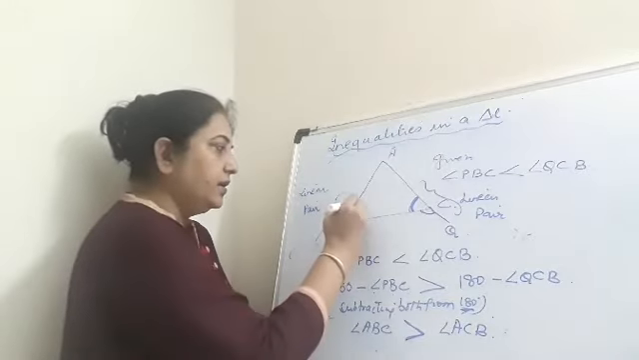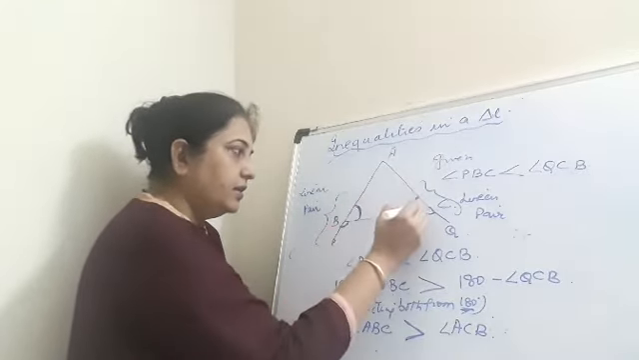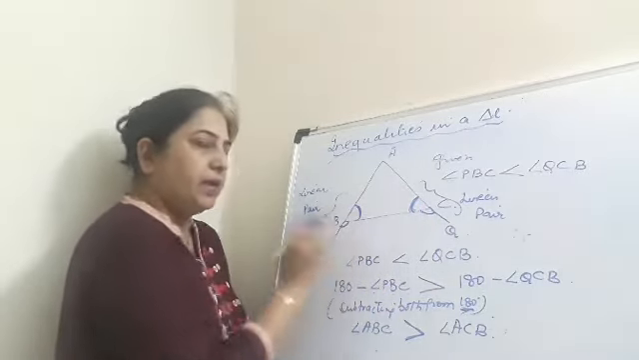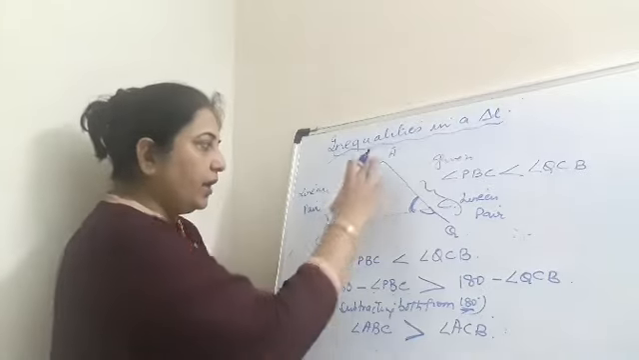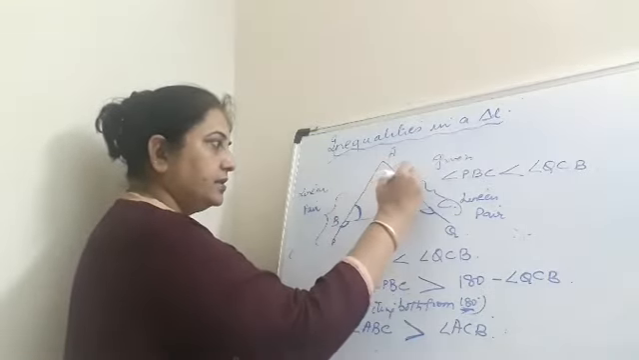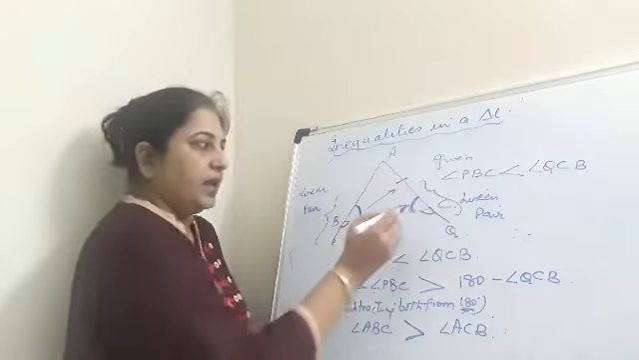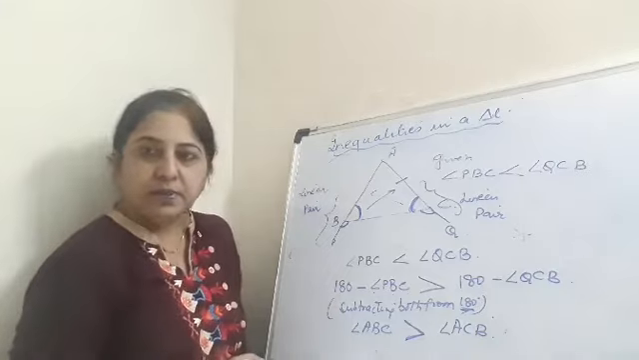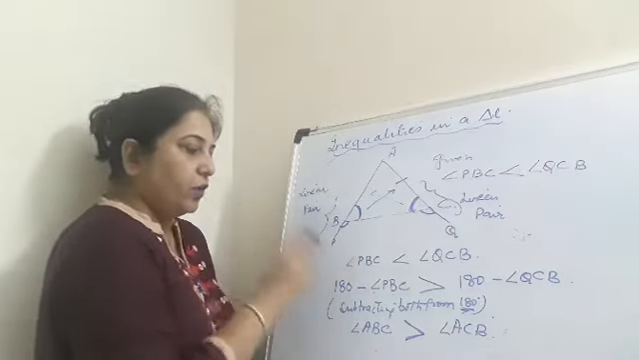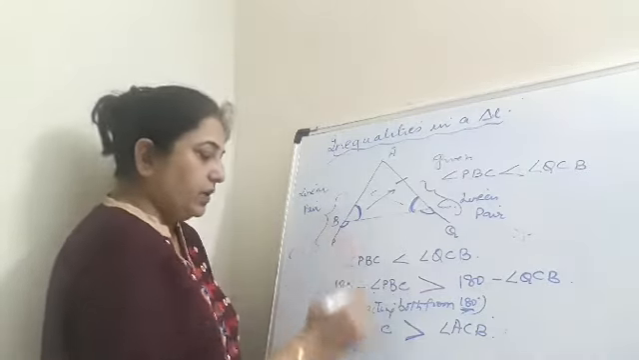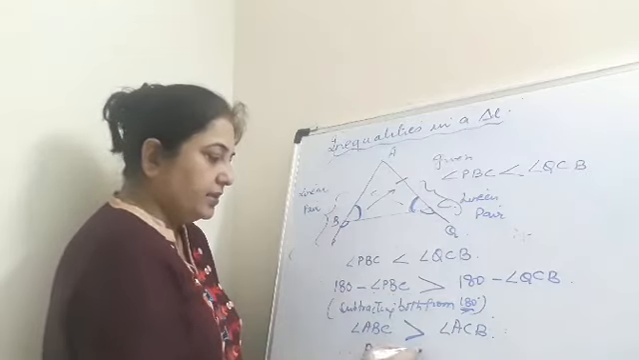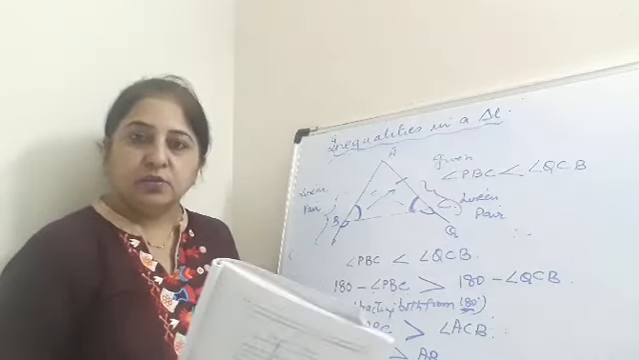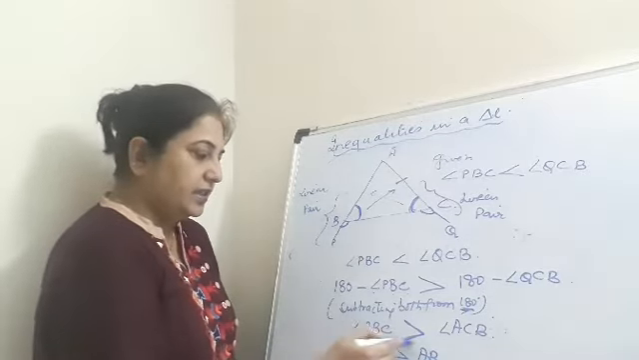Now which angle is greater? This angle ABC is greater than angle ACB. Now which side is opposite to angle ABC? For this particular angle, AC will be the opposite side, and for angle ACB, AB will be the opposite side. So by inequality, what do you conclude? That therefore AC is greater than AB. This is what you had to prove.